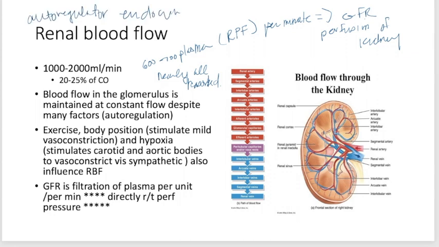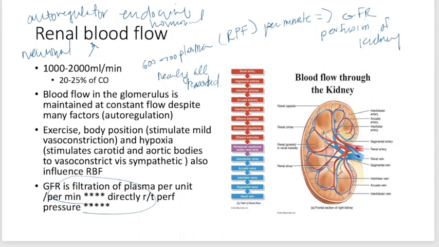Endocrine, which is hormonal, and neuronal, all impact your renal blood flow. There are certain things that may alter renal blood flow, such as exercise, body position, which may stimulate a mild vasoconstriction, and hypoxia, which is then going to stimulate those carotid and aortic bodies to vasoconstrict via the sympathetic nervous system. So they all would influence renal blood flow.